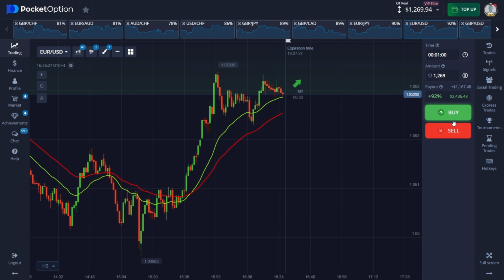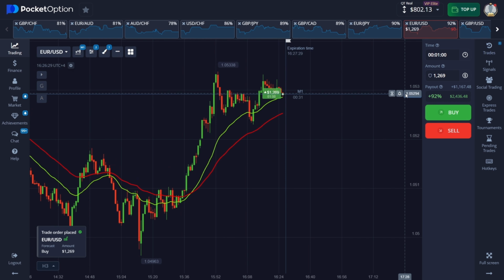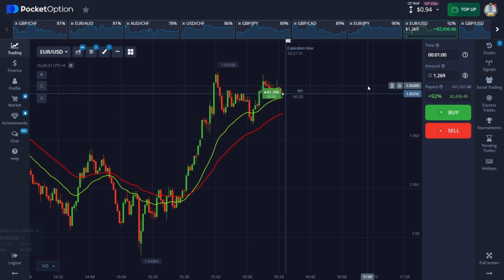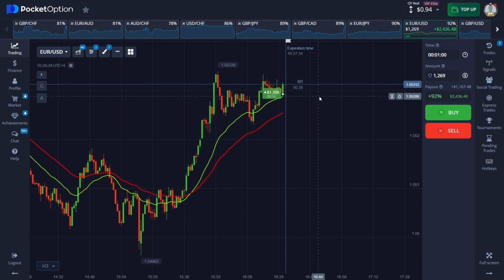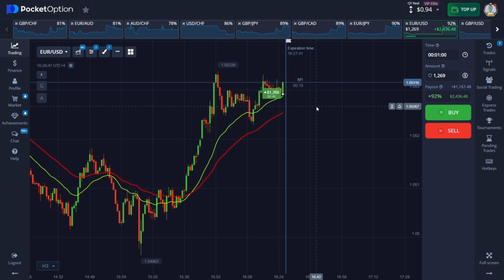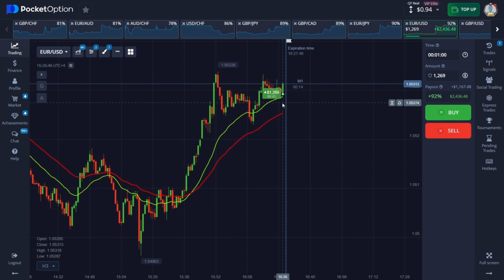Alright, we have a trade on EUR/USD, and I placed a trade for the upside move on EUR/USD worth $1,269. As you can see, there's an uptrend, and the previous red candle closed near the 25 EMA level. That's why I took this trade for the upside move. Currently, the trade is going in our favor, but we still have 40 seconds left.